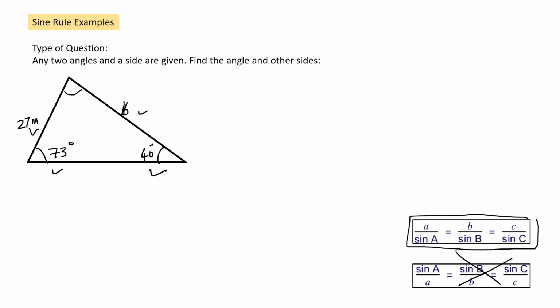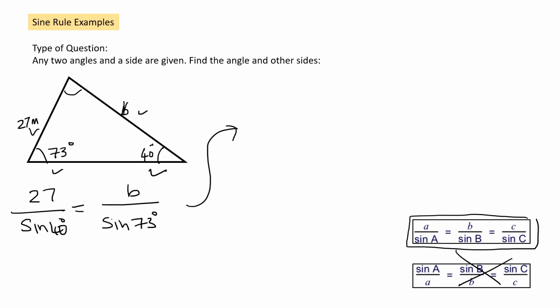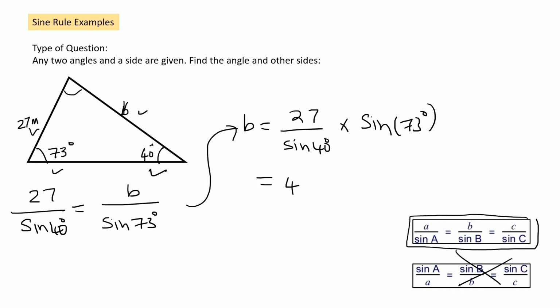So this formula says a over sine A equals b over sine B. 27 over sine 40 degrees is equal to the unknown side b over sine 73 degrees. If you make b the subject, b is equal to 27 over sine 40 times sine 73 degrees. And if you use a calculator in degree mode, the answer would be 40.2 meters to 1 decimal point accuracy.